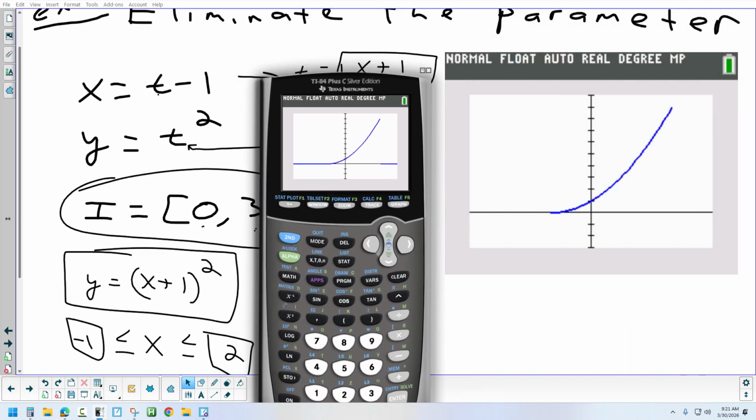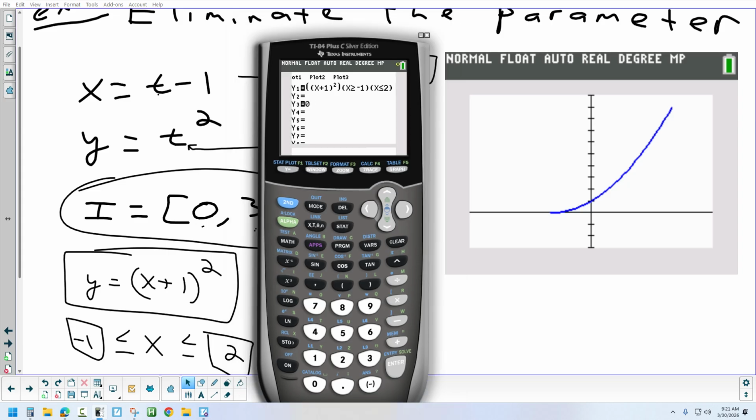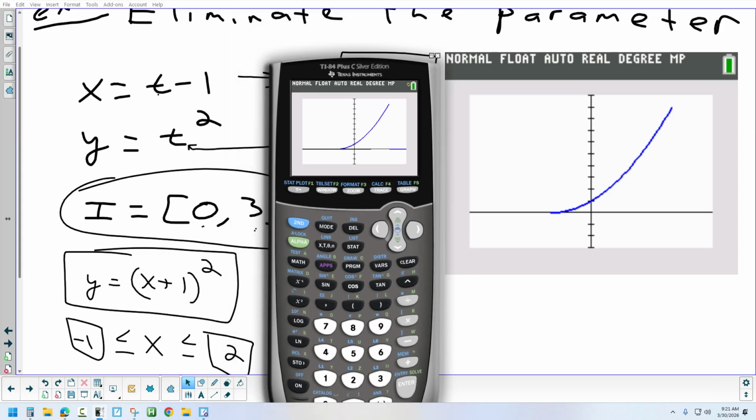Again, I can't fix the part on the x-axis. I guess what I could do is just kind of cheat and cover it up, but it's as good as I can do. But that's what your graph should look like, and that looks perfect. Okay, any question on that?